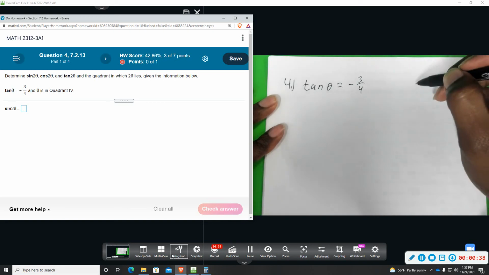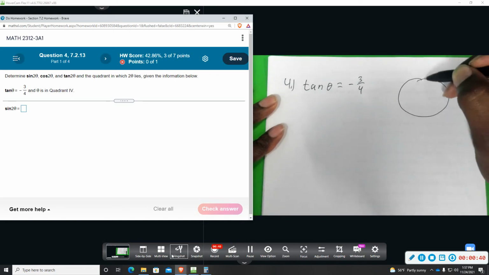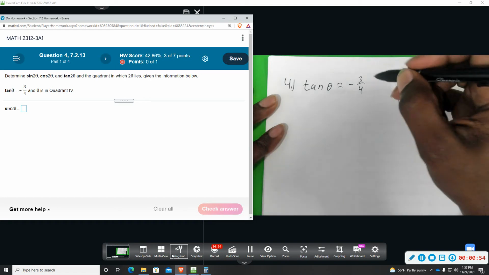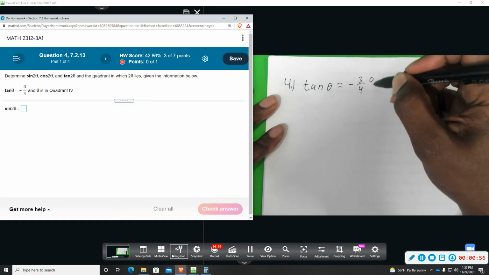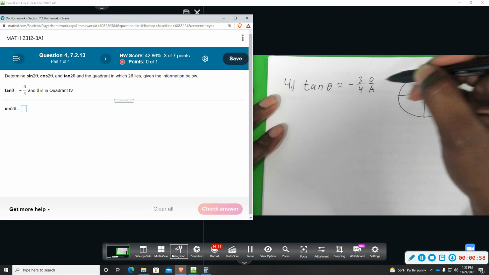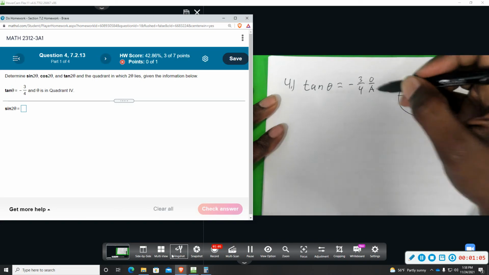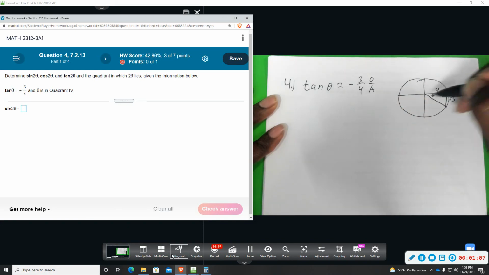Alright, so if I was to draw this out, unit circle, we're in quadrant 4. So just drop this line straight back to the axis. And let's say that this is theta. So tangent is opposite over adjacent. So the opposite side would be 3. If that's going down, I would call that negative. And then the adjacent side, this would be 4.